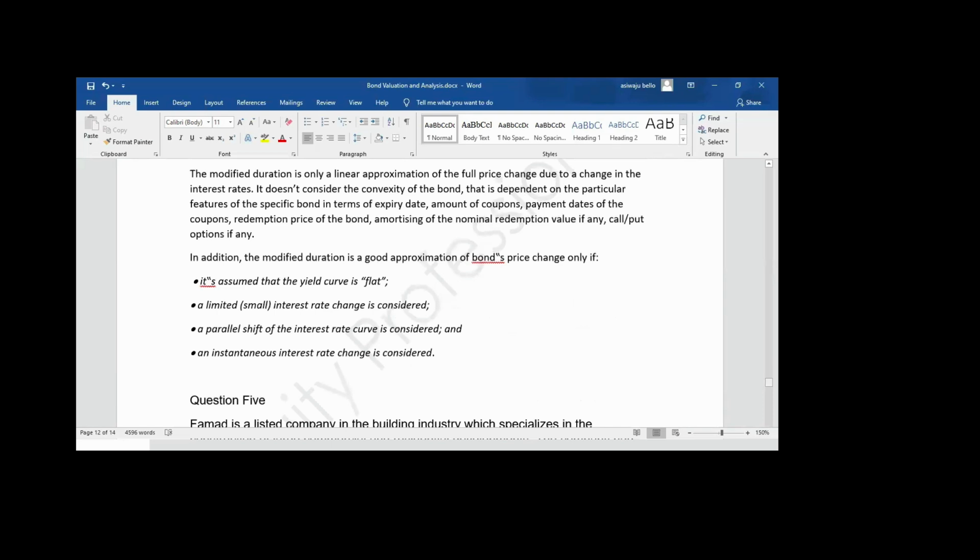In addition, the modified duration is only a good approximation of bond price change if it is assumed that the yield curve is flat. That modified duration is only an approximation. It is based on the assumption that the yield curve is flat, but in reality, the yield curve is not flat. When we say yield curve flat, look at the spot rate. Let me show you what the examiner is trying to explain here.